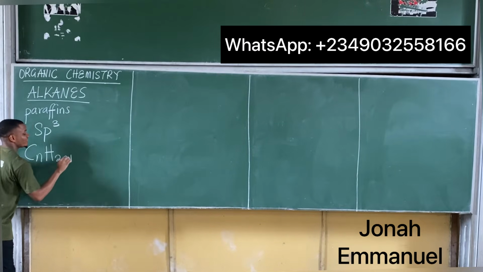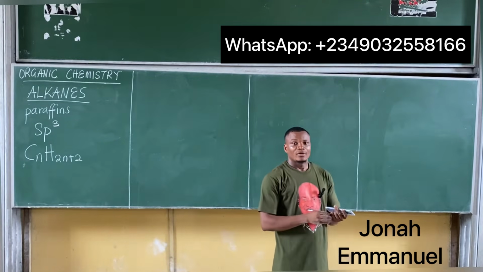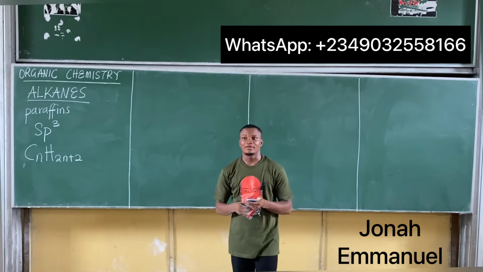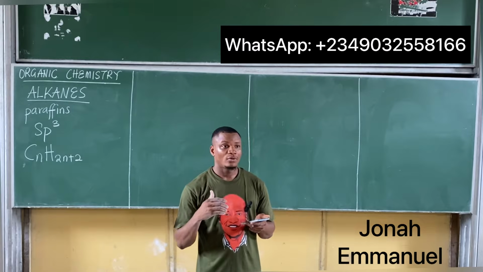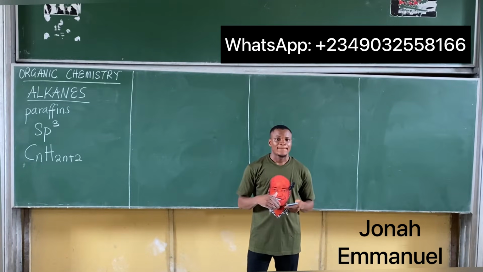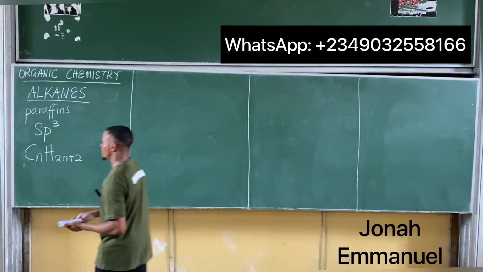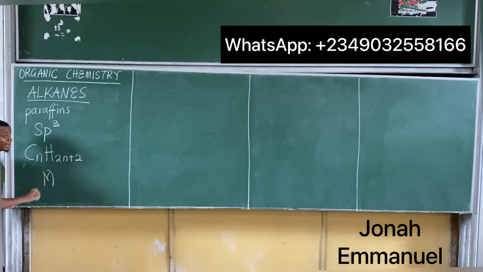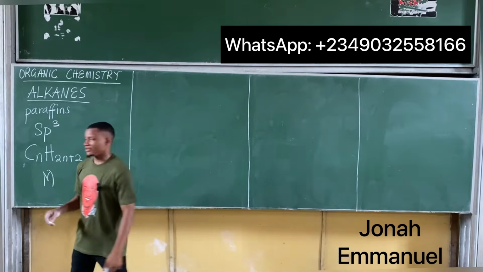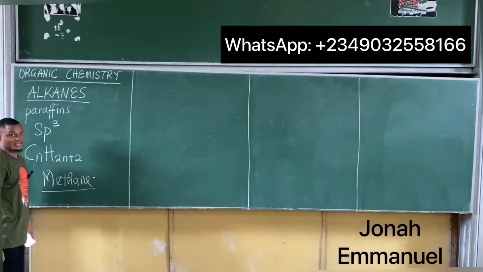They have the general molecular formula CnH2n plus 2, full stop. And the simplest member of the alkane family is methane.